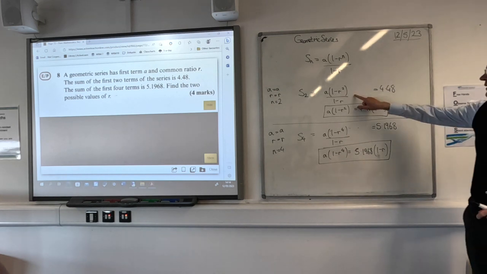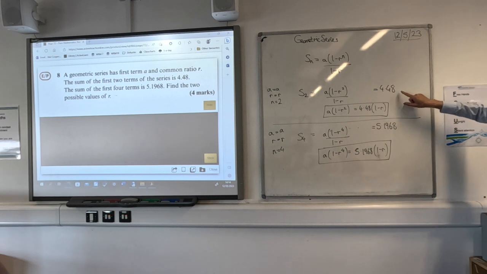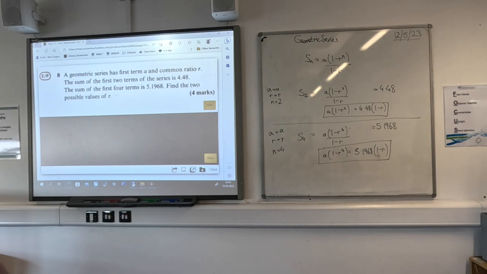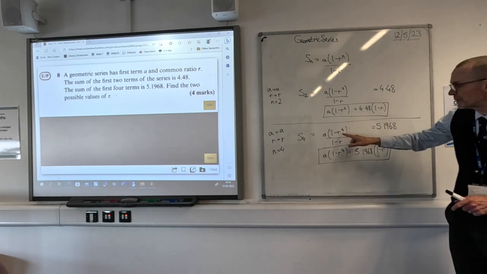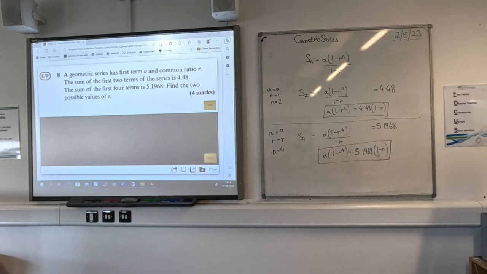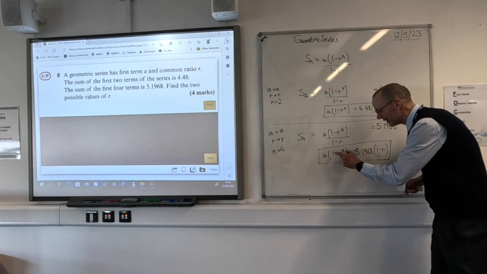So I have written the formula making n equal to 2, and we're told that that is 4.48, and I just then multiply by 1 minus r to give me this. And I've done the same for the sum of the first 4 terms, giving me this. And this next step is just such a beautiful step. I don't know if anyone spotted it. This here.